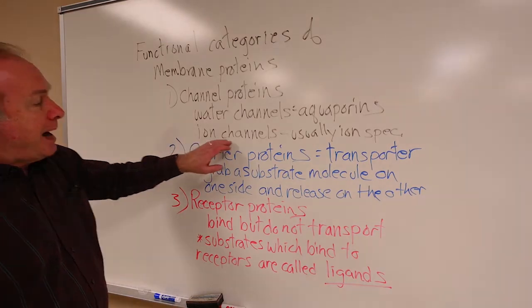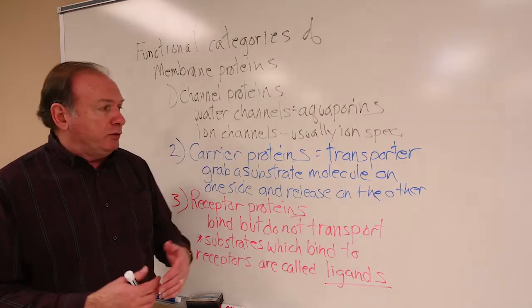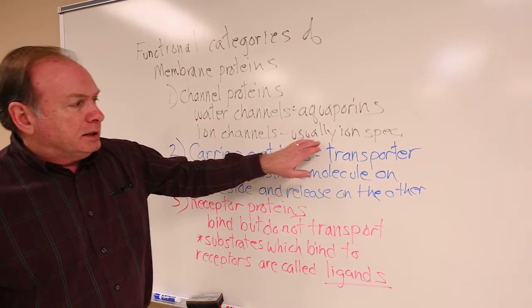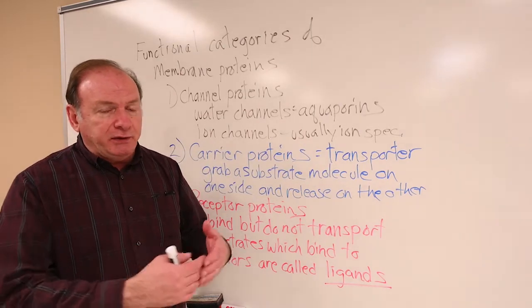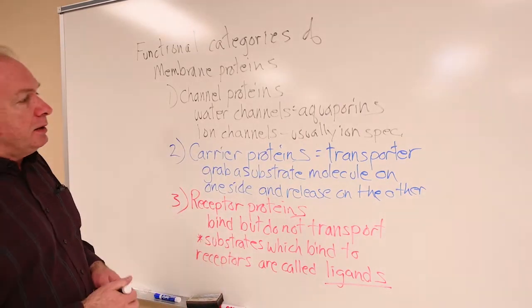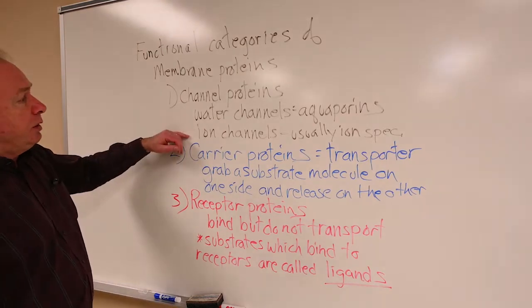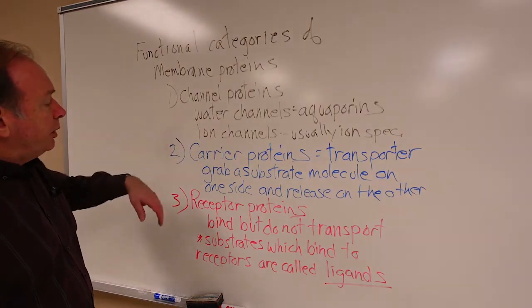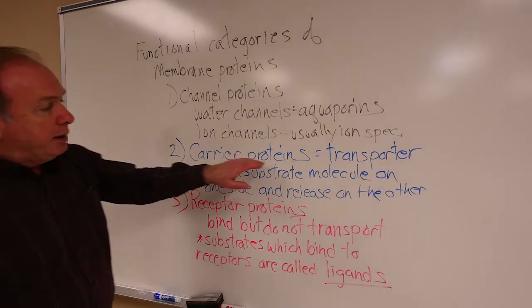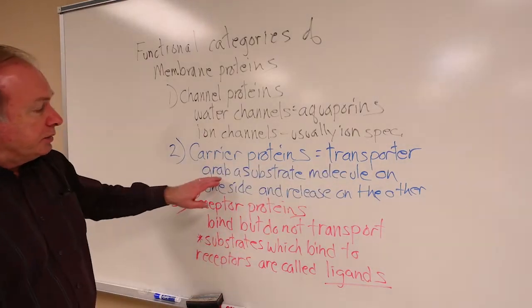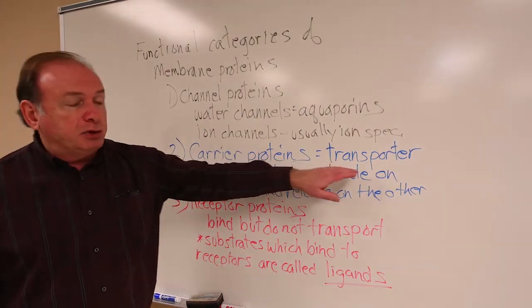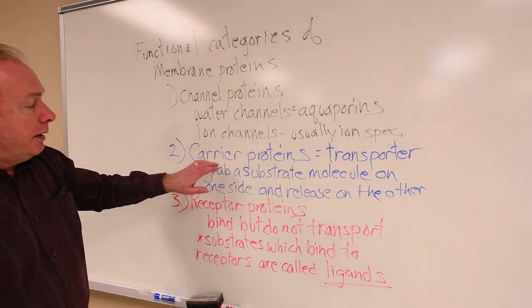Some of the channels will be ion channels, allowing ions to move from one side of the membrane to the other. These channels are often very ion specific. They only allow one type of ion to pass from one side to the other. So that's channel proteins. Number 2, carrier proteins, transporters. Another name for them is transporter proteins or carrier proteins.